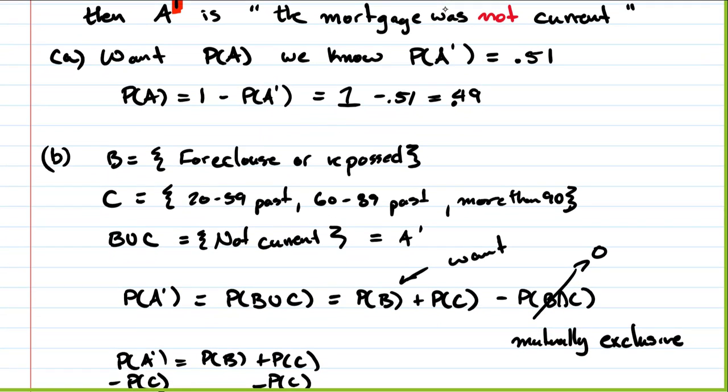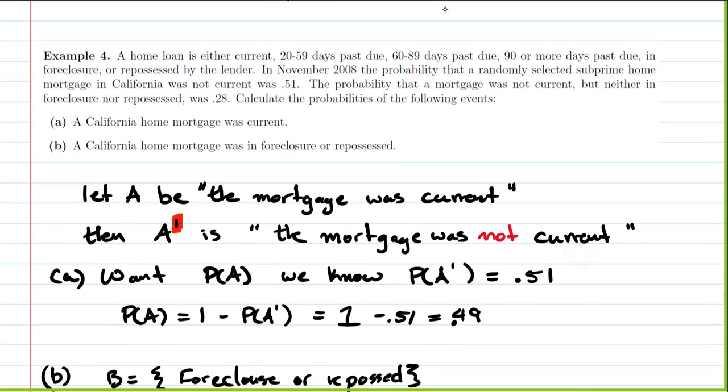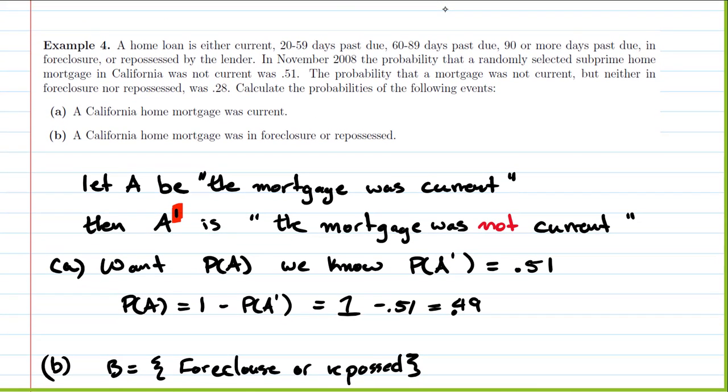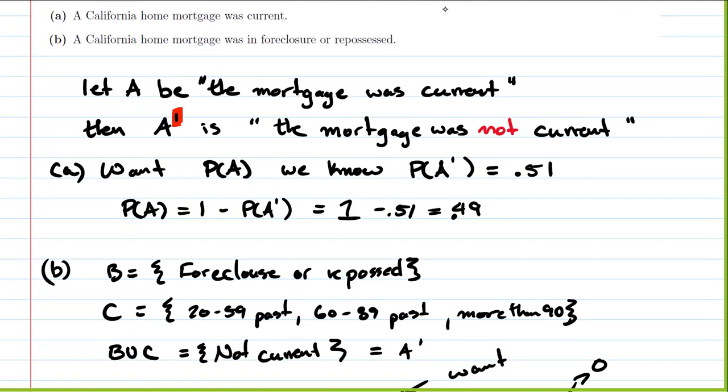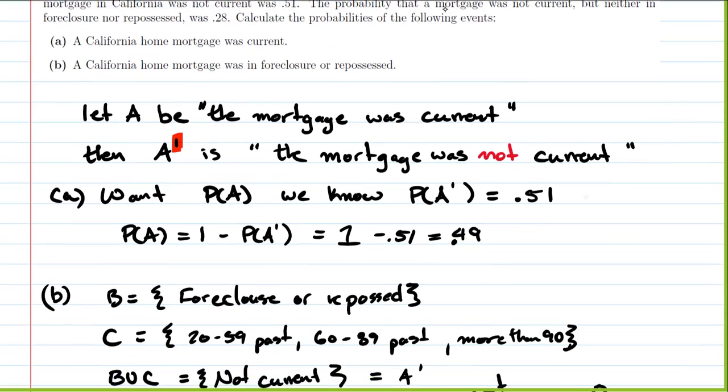So what was the probability of A prime? I think that's the probability of A, right? Being not current is 0.51. We're not using the answer from A. We're using what was given in the problem.